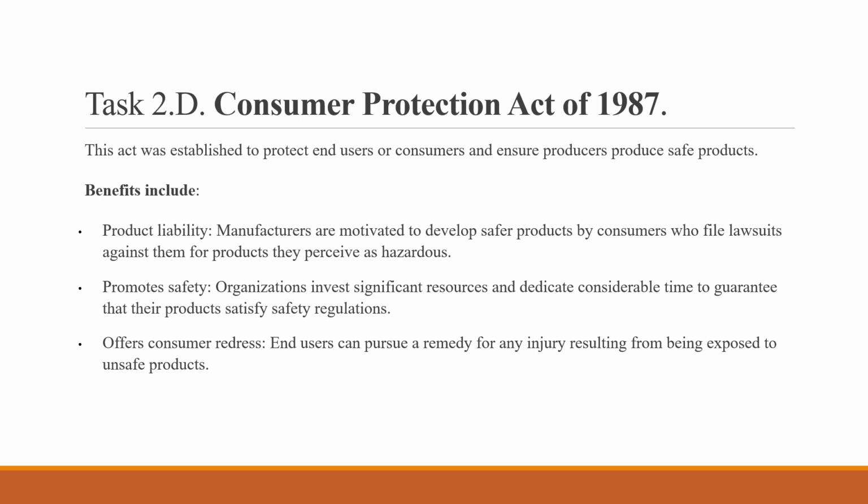Consumer Protection Act of 1987. The act was established to protect end users or consumers and ensure producers produce safe products. Product safety. Key benefits include product liability. Manufacturers are motivated to develop safer products by consumers who file lawsuits against them for products they perceive as hazardous.